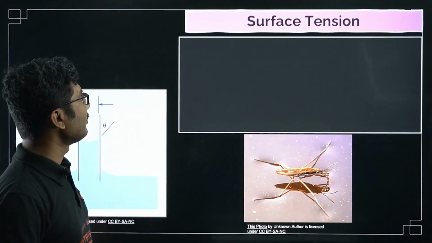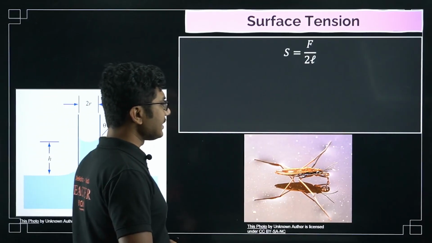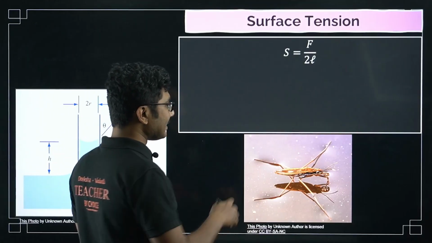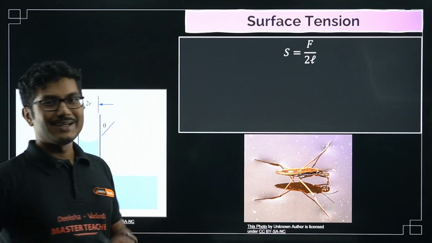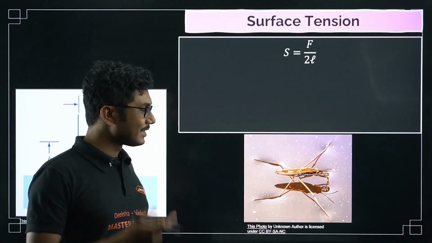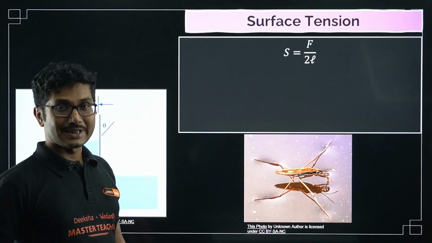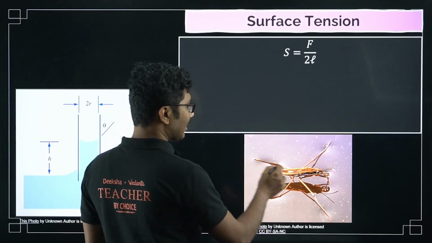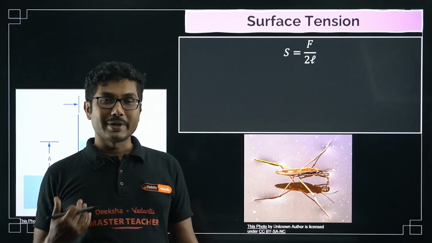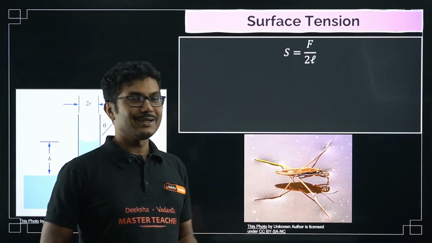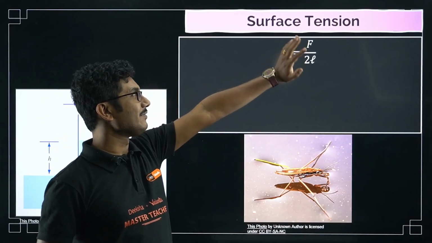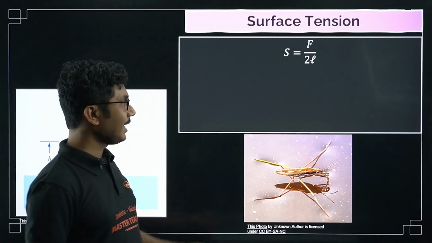Now let us discuss surface tension. For example, this bug is staying on the water as if the water is like a stretched membrane. Why is this bug able to stay on the water? Because of the surface tension. It has some small thing which is creating a surface tension on the liquid, and based on that it is basically just like a stretched membrane for this bug. And the surface tension is basically F divided by 2L.